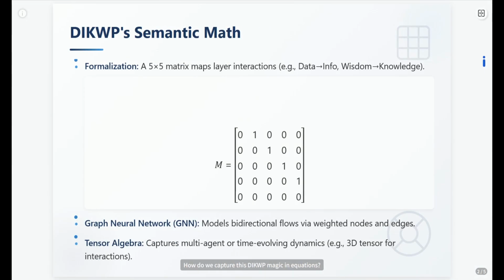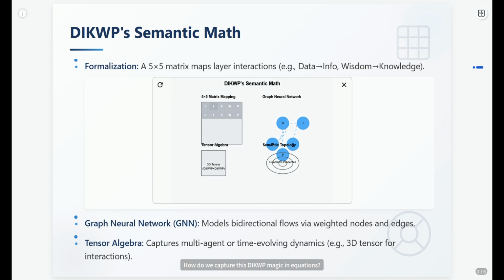Alright, let's get mathematical. How do we capture this DIKWP magic in equations? Think of it as a 5x5 matrix. Each cell represents how one layer talks to another, or even itself. Data feeding info, wisdom shaping knowledge. It's a fully connected dance.